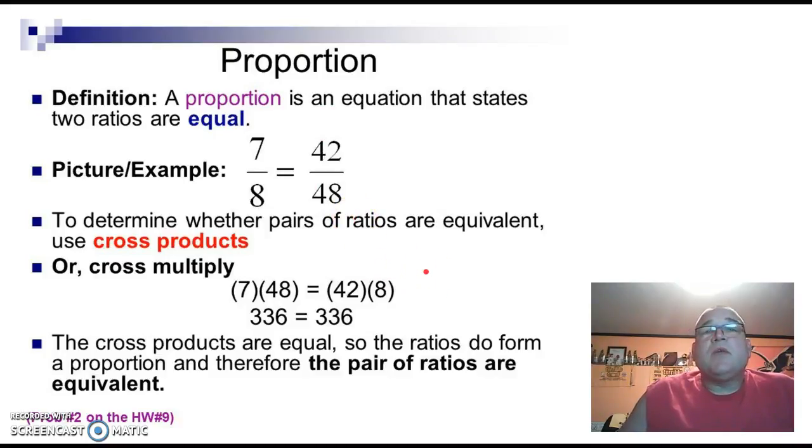Now, when we work with ratios to determine whether the pairs of ratios are equivalent, we use the cross products. And the cross products are found by multiplying diagonals. So 7 times 48, one diagonal, 8 times 42, the other diagonal. Notice that when you multiply each of those, you get the same value. So since their cross products are equal, the ratios do form a proportion, and the pair of ratios are equivalent.